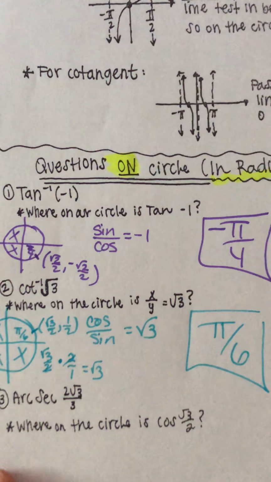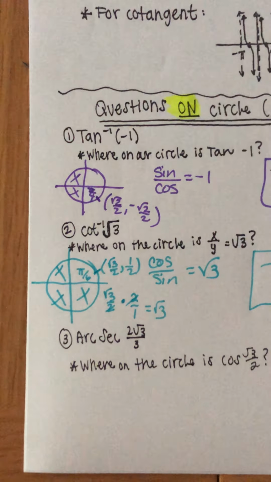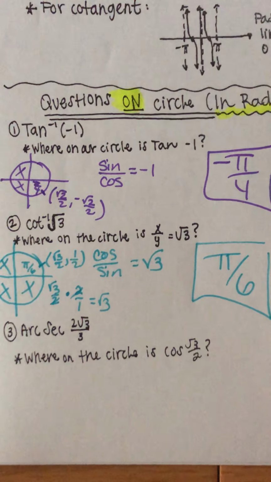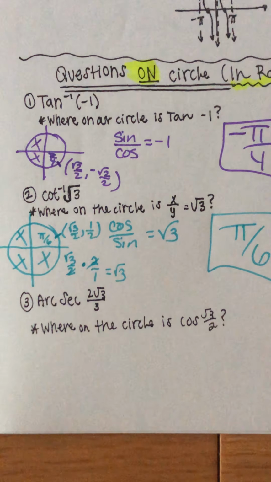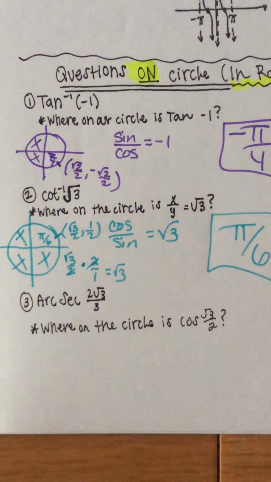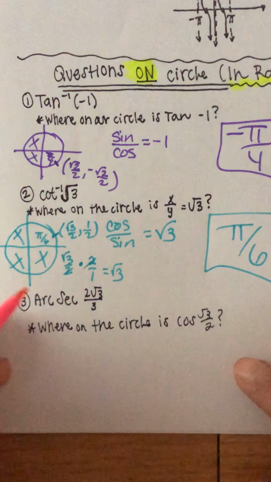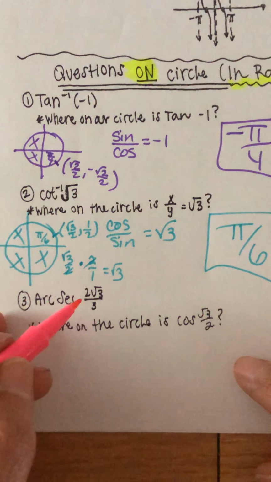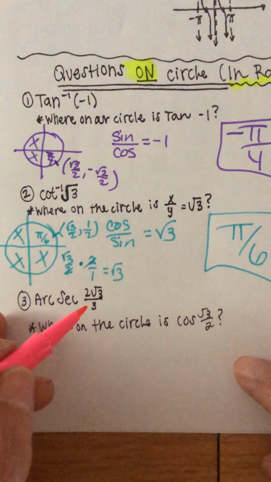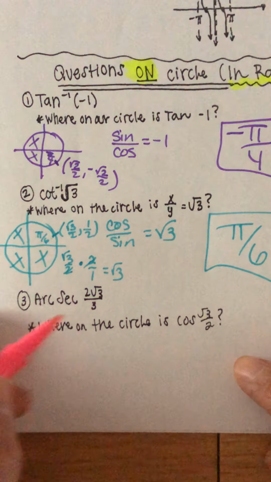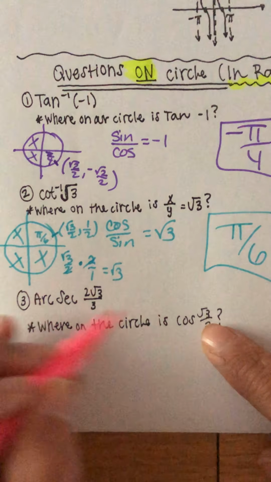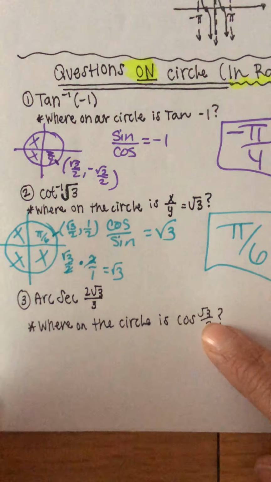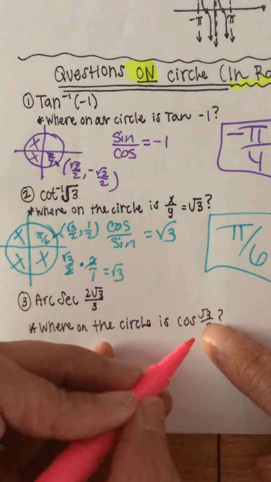Okay. Number 3, the arc secant of 2 square root of 3 over 3. Where on the circle is the cosine square root of 3 over 2? So what we have to do is, well, we don't have anything that looks like this, so it helps when we flip it, okay? This is the arc secant. So I need to find the cosine. So the reciprocal of secant is cosine, because I don't know where secant is on the circle, but I know where cosine is on the circle.